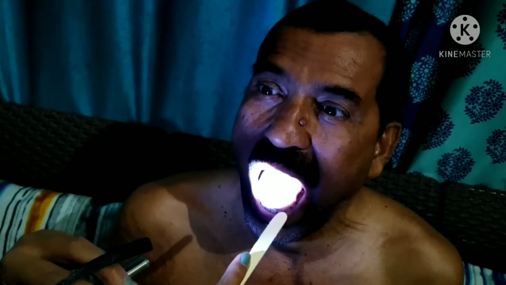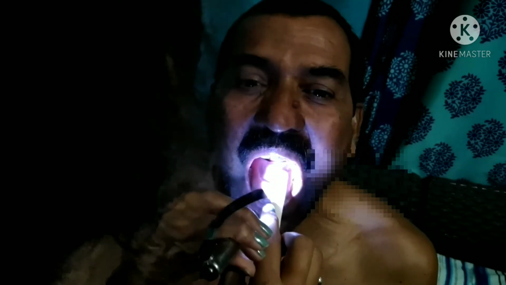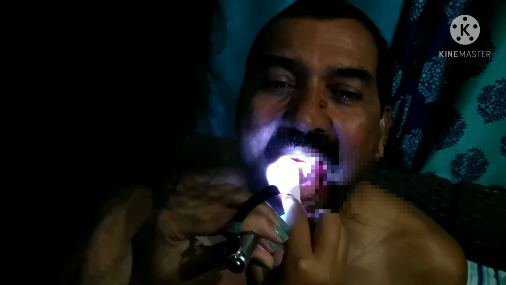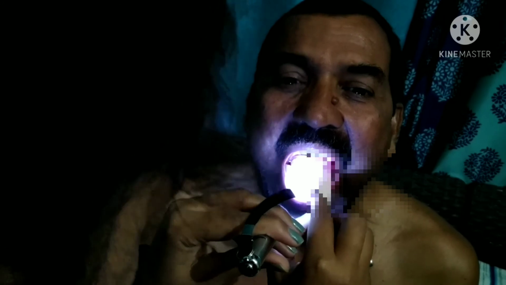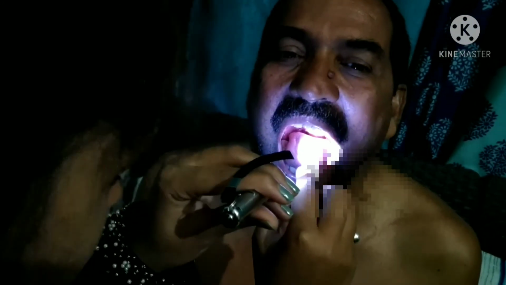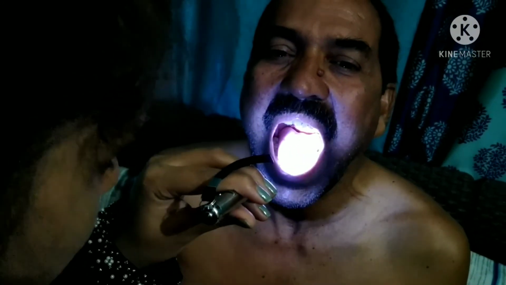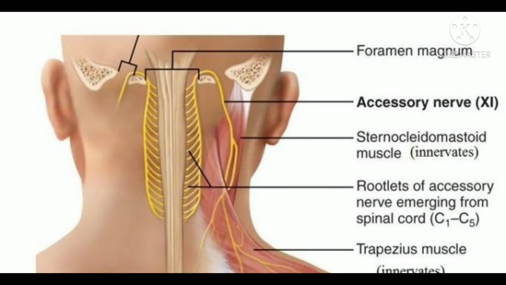The gag reflex consists of elevation of the tongue and soft palate and constriction of the pharyngeal muscles. Stimulate the back of the throat lightly on each side. Note the gag reflex.